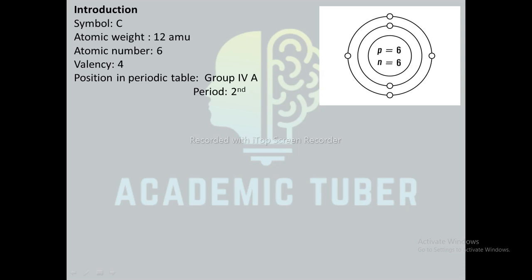To complete its octet, carbon shares its 4 valence electrons and forms 4 covalent bonds. One carbon is bonded with 4 other carbons or with other elements by 4 covalent bonds. These two properties make the nature of carbon versatile. This is the reason for the presence of millions of organic compounds in nature. It is more than the number of compounds formed by other elements.